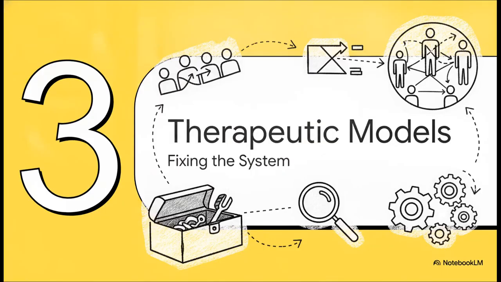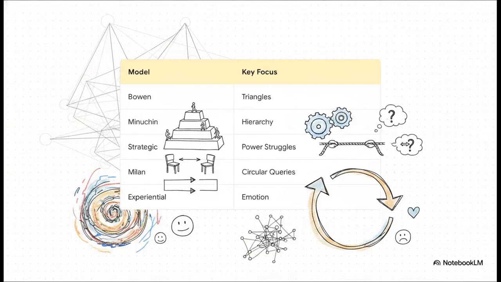Section 3, therapeutic models and techniques. When these mechanics break down, how do therapists actually step in and fix the system? Well, it's fascinating because different therapeutic models target entirely different structural flaws. Bowen's model looks deep into the past at multi-generational triangles and differentiation. Meanwhile, Minuchin's structural therapy focuses on immediate hierarchy.